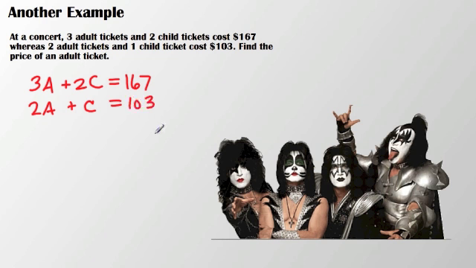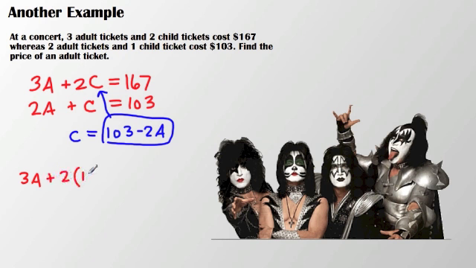So in this case, what I'm going to do is go ahead and use substitution. Since in my second equation here I can rewrite it to say c equals 103 minus 2a. So I can go ahead and take that value and substitute it into this equation, so that I get 3a plus 2 times 103 minus 2a equals 167. And then I can go ahead and solve for a, which is going to be my adult price.